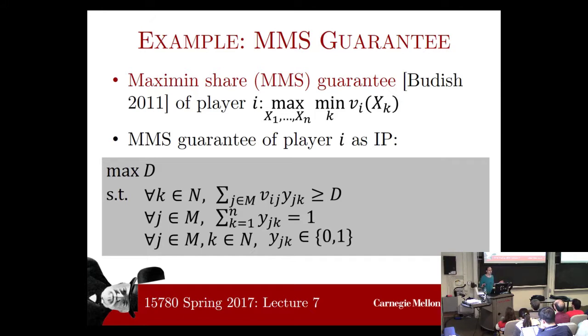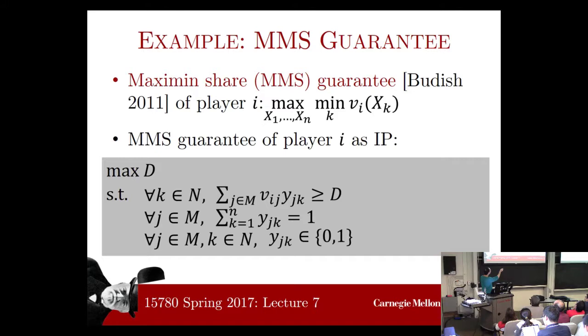So the first thing is my objective function is d. d is some new variable, and the only thing I'm trying to do is maximize d. And the idea is that d will capture this thing, the minimum over bundles of the value i has for the bundle. So by maximizing d, I would be maximizing the minimum. So how do I get d to capture this minimum? I do this with this first constraint that says for every bundle, now remember, what is this?